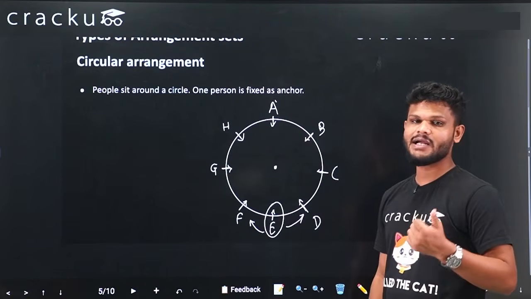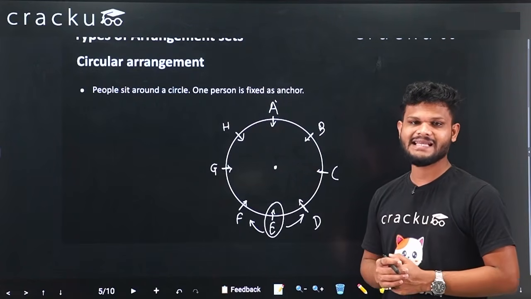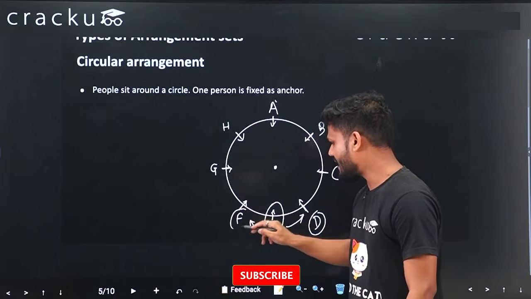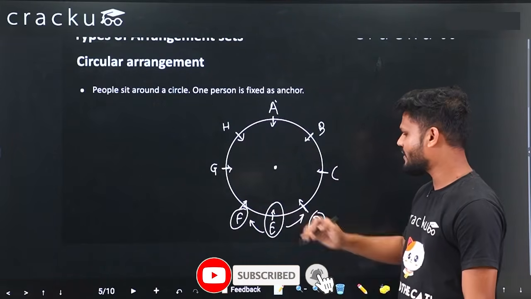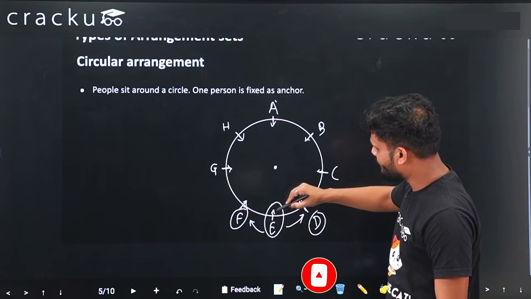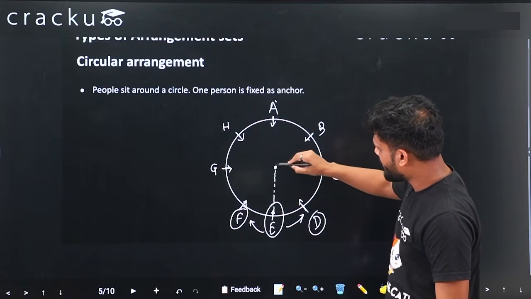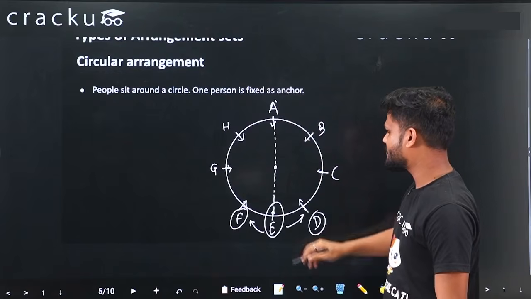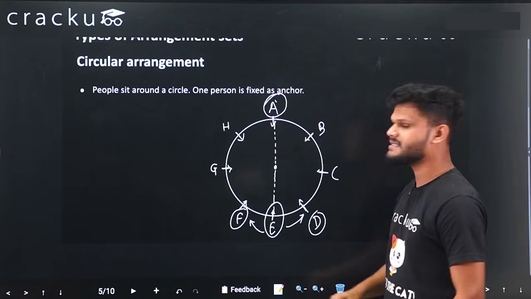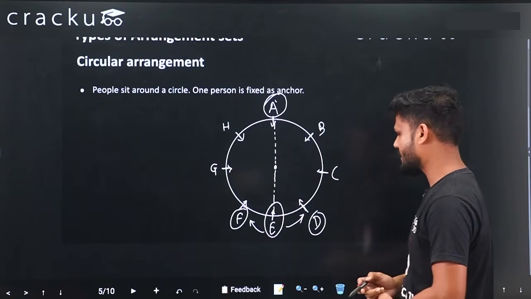As I have already told, the immediate neighbors are called adjacent neighbors. So D and F are the adjacent neighbors for E, who is sitting diametrically opposite to A. So if you draw this diameter which passes through center and E, you will come to know that E is sitting diametrically opposite to A.